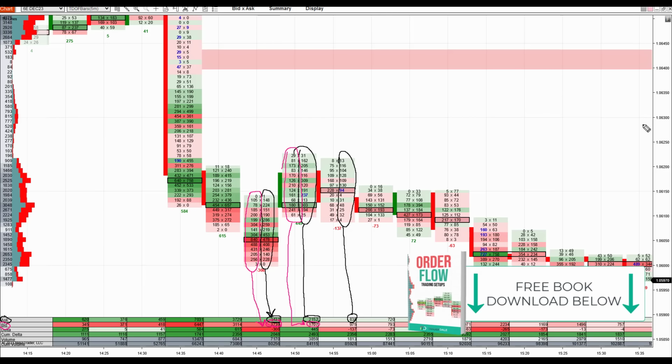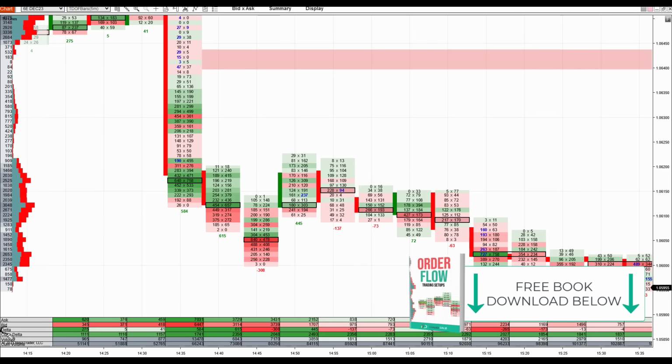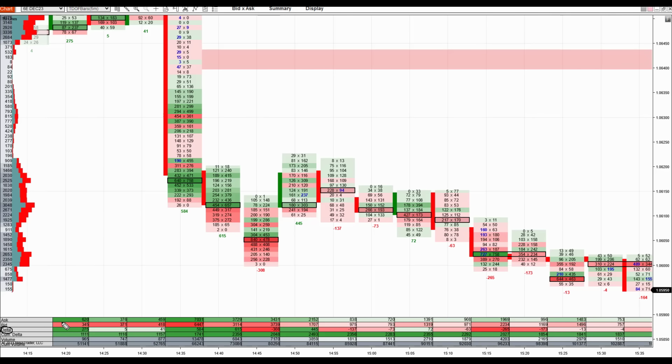Now, what is very important is delta here, because delta shows the difference between ask and bid. In other words, and this is important, it tells us the difference between aggressive buyers and aggressive sellers. So again, if you compare ask and bid, then you get delta. You get the delta if you deduct ask minus bid. So 3,431 minus 3,739 is minus 308 contracts.